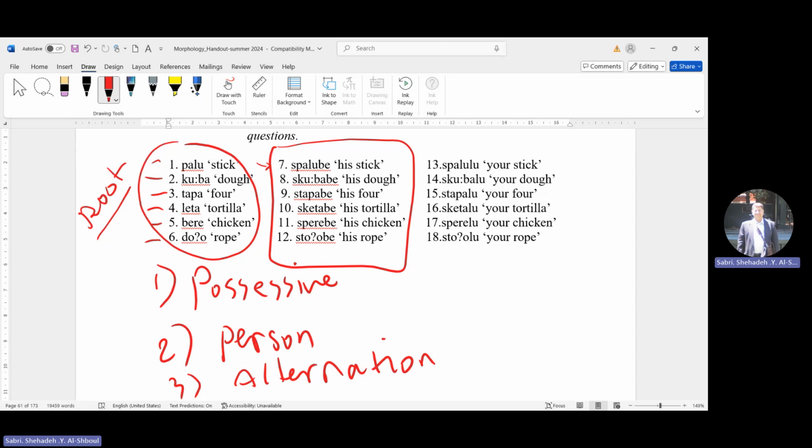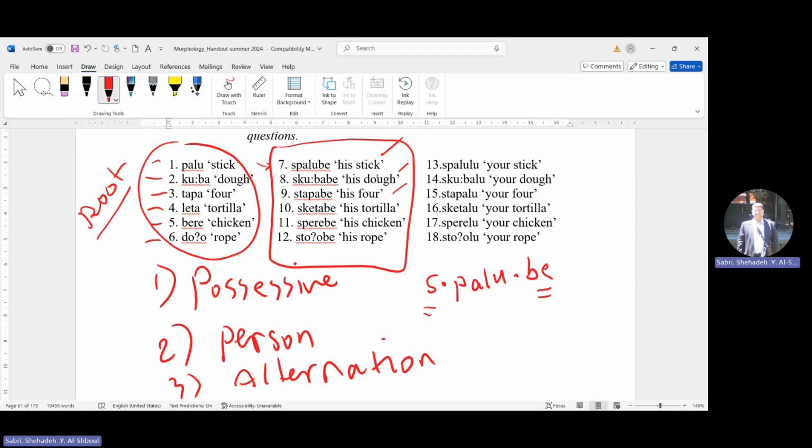If we look into this data, we find that palo becomes, as we said, spalobi. So here we add the morpheme sa in the initial position, and the morpheme bi in the final position. This applies to his stick, and also to his dough, and his flour. Here we can figure out that two levels of inflection are maintained. It is the sa, which is systematic, and the bi, which is systematic in the position, his stick.